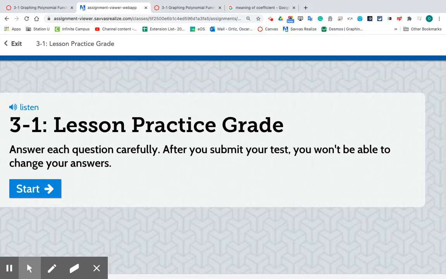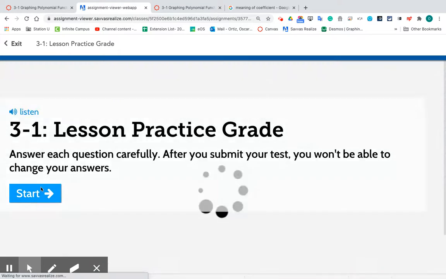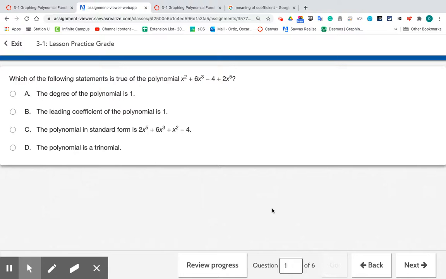In this video, I will record the answers to 3-1 lesson practice grade for those of you who are not going to be in class or want to review after class. So let's start right away. Question 1 is asking which of the following statements is true about this polynomial right here.